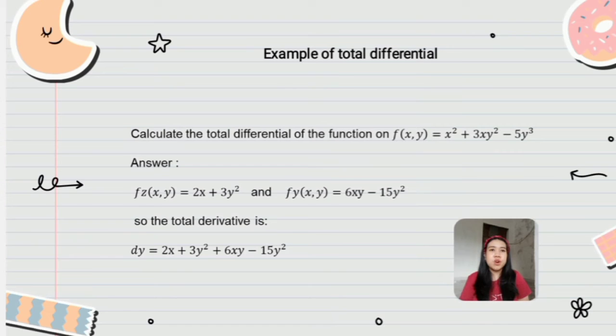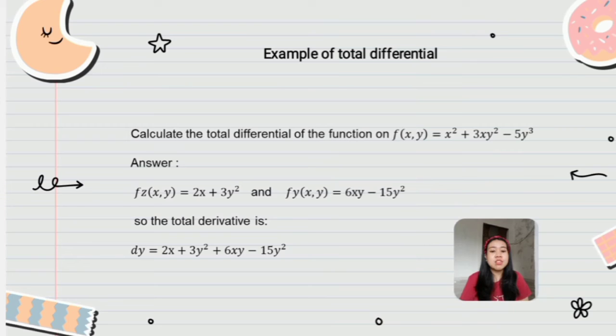Next, I will explain an example of total differential. The question is, calculate the total differential of the function f(x, y) equals x to the power of 2 plus 3xy to the power of 2 minus 5y to the power of 3. So the answer is fx(x, y) equals 2x plus 3y to the power of 2, and fy(x, y) equals 6xy minus 15y to the power of 2.